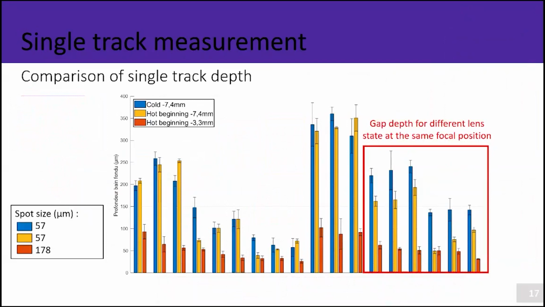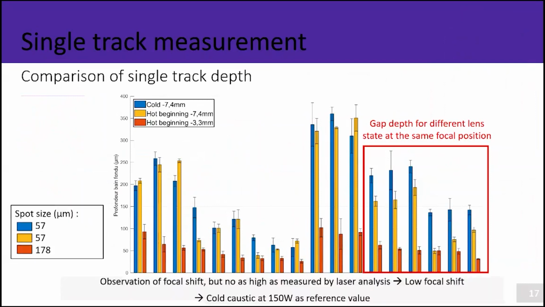Nevertheless, we can say that we don't have focal shift because, here is an example with high power and high speed, and you can see that you have a difference between the blue and the yellow states, but it's not at the orange state too, so we can say that we have a focal shift, but it's not as high as measured by the laser analysis. You have a low focal shift, but for simplifying my calculation for the moment, I choose to say that I don't have focal shift, and we are actually working to better measure this low focal shift.